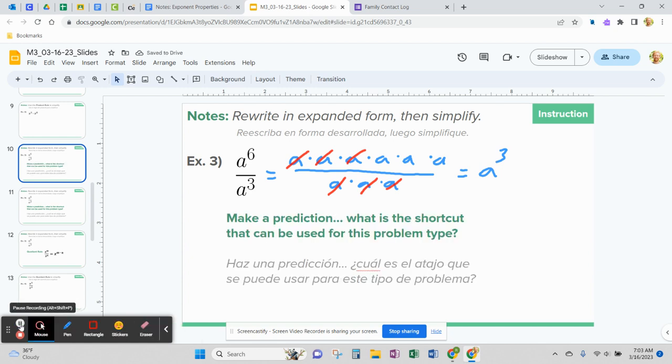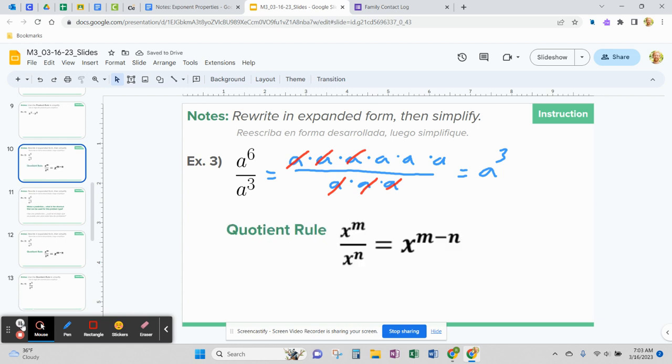So just like we did before, go ahead and jot down a prediction on your note sheet. What is the shortcut that can be used for this problem type here? So this rule or shortcut is going to be called the quotient rule. And just like the previous one, we were adding our exponents together. If we're dividing terms with similar bases and exponents, we can actually subtract the exponents, and it's top minus bottom.